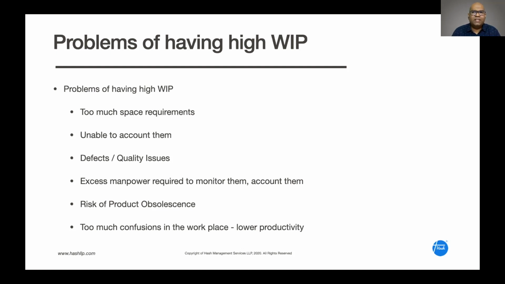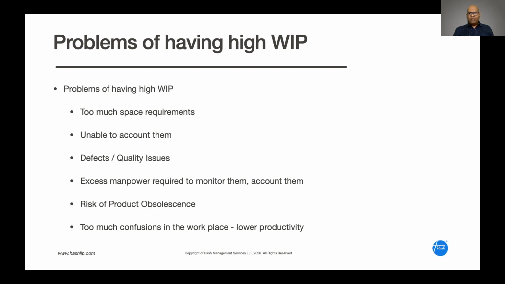There is also a risk of product obsolescence. What does it mean? If there is a sudden design change in the product, the entire WIP will get wasted. And there is too much confusion in the workplace. If you are a shop floor manager or engineer, you will relate to this. With so many materials, there will always be confusion. You plan for something, and people take some other material and use it. For example, I am planning for size 40, but the product got mixed up, and size 38 is also present along with 40. So in the end there is a lot of confusion and rework.